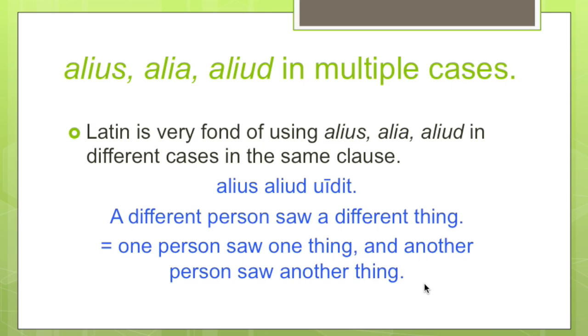This is a trick that Latin does with the word alius that English cannot replicate. What Latin is doing is creating the notion that there's this group of 3 or more people and they're each having a different experience. And this is conveyed by this double use of alius in different cases.